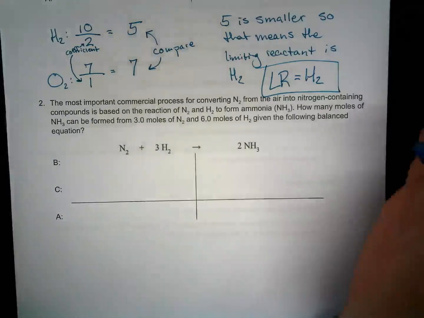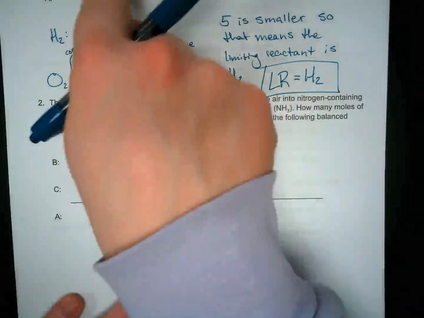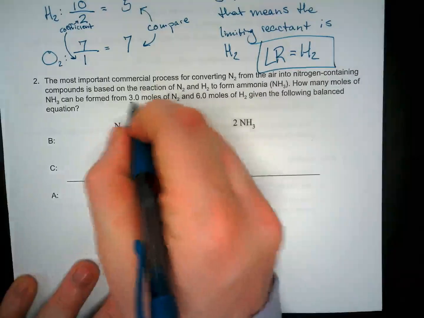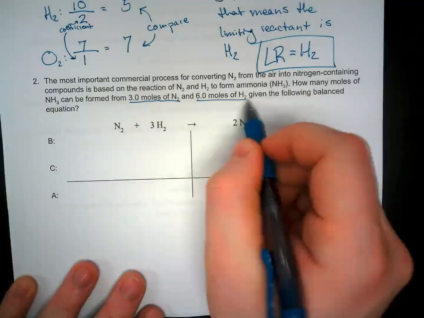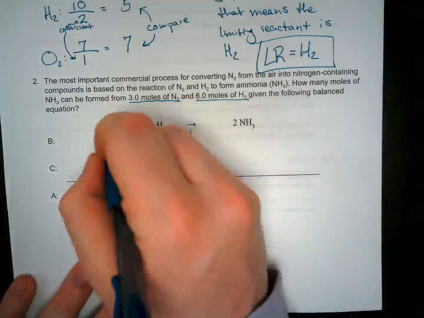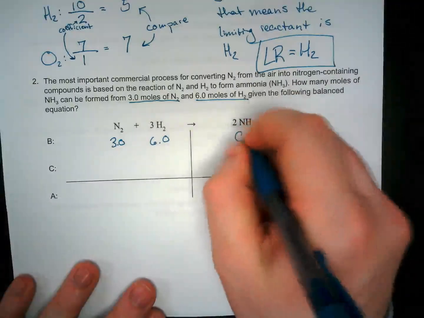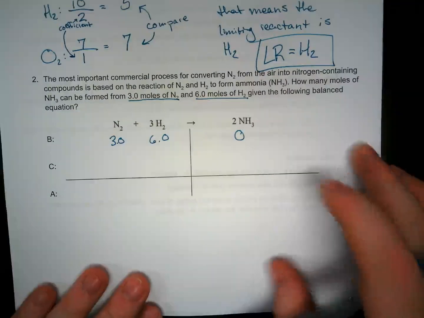Okay, so we're going to do what we did before on the before line. Like what we did up here, we start with moles, which is awesome. So we can just write these down. There's 3 moles of N2 and 6 moles of H2. So I've got 3 here, I've got 6 here. Remember, this is before, so I've got nothing over here.